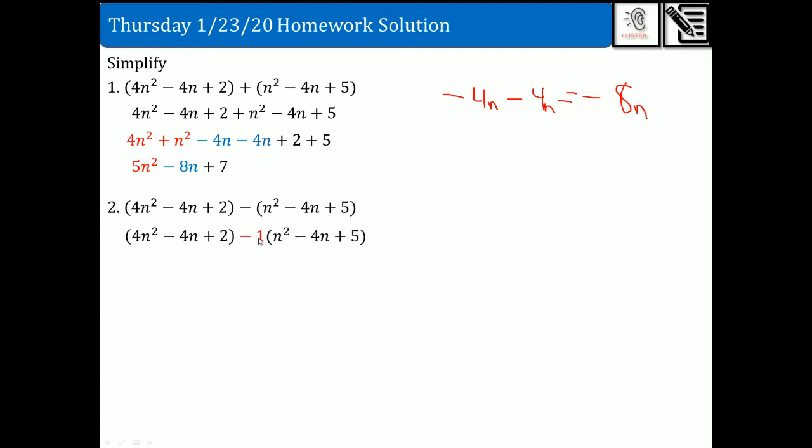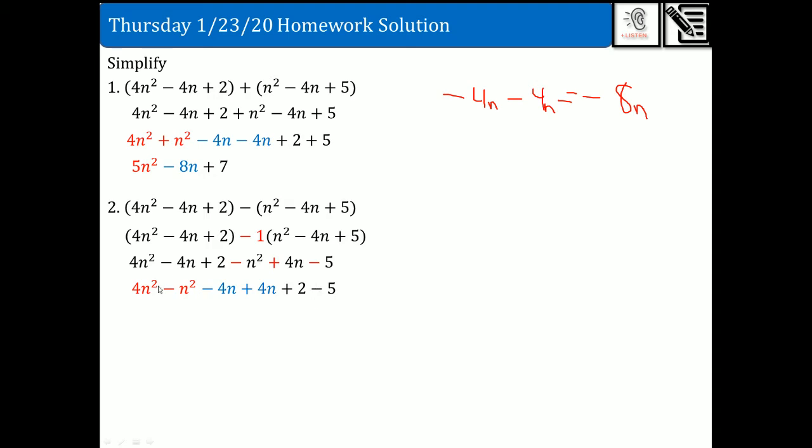Next, here, now it's a subtract. So there's a negative 1 here that you have to distribute. Remember, when we distribute, the sign changes. So negative 1 times n squared becomes negative n squared. Negative 1 times negative 4n becomes a positive 4n. Negative 1 times 5 is a negative 5. Do you see how the sign changes once you distribute the negative 1 over?